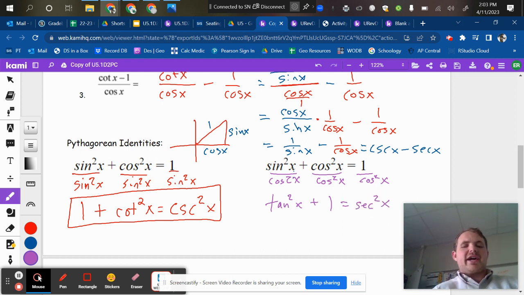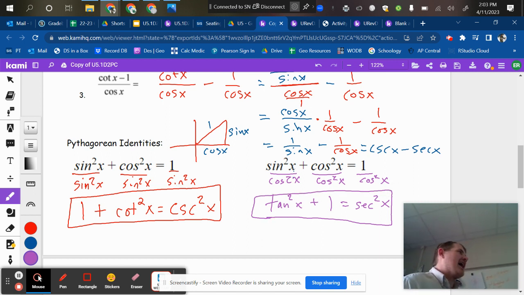That is another Pythagorean identity. You don't have to have the red and the purple memorized. I would say if you have the black memorized, that's probably a good idea because you can get to the other ones if you had to. If you got to a situation where you had something like cotangent squared, what do you think cotangent squared would be equal to?